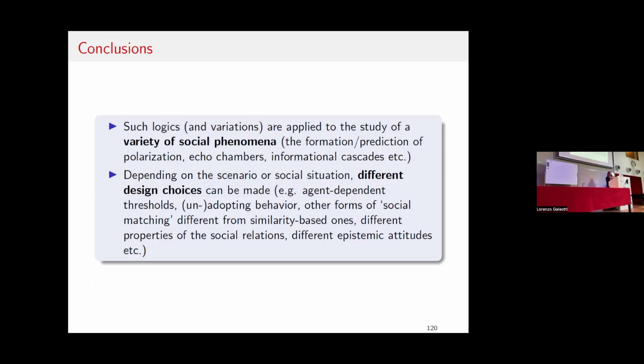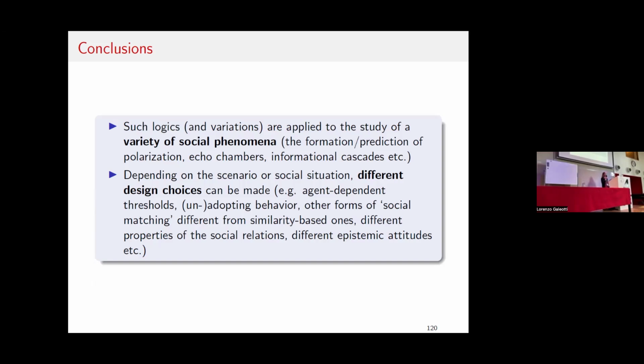So homophily, already mentioned, but also the formation or prediction of polarization. And then you can check how far a model is from being polarized. The formation of echo chambers, and informational cascades, which I extensively talked about. Depending on the social situation we're modeling, you want different design choices to be made. For instance, for part of the tutorial, I took the threshold theta or the threshold alpha to be a uniform given threshold for all agents, but you can change that.